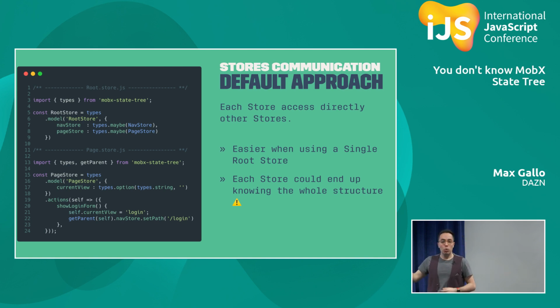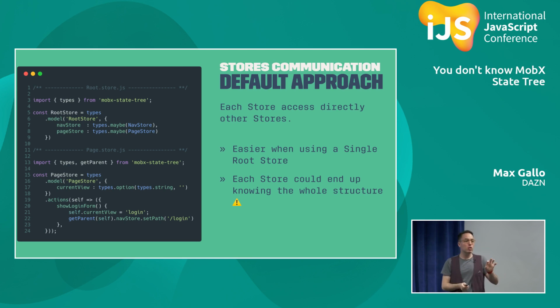This is easy. You will see that in a lot of examples. On day 1, you will probably write something like this. It's straightforward. Be reminded that each store could end up knowing everything about your whole structure. Imagine if you start having 6-level nested stores and you start doing getParent, go down, getParent, go up.